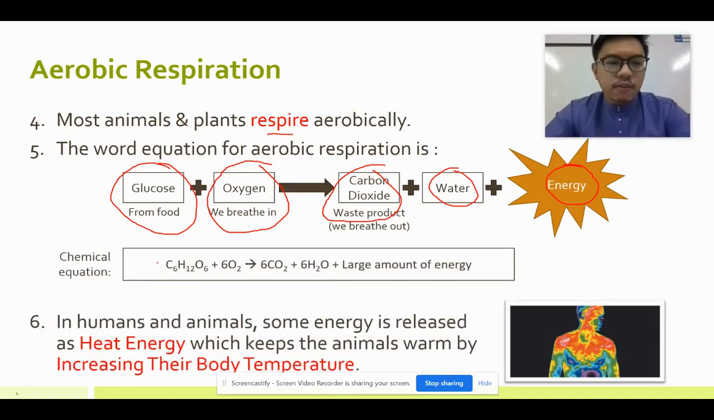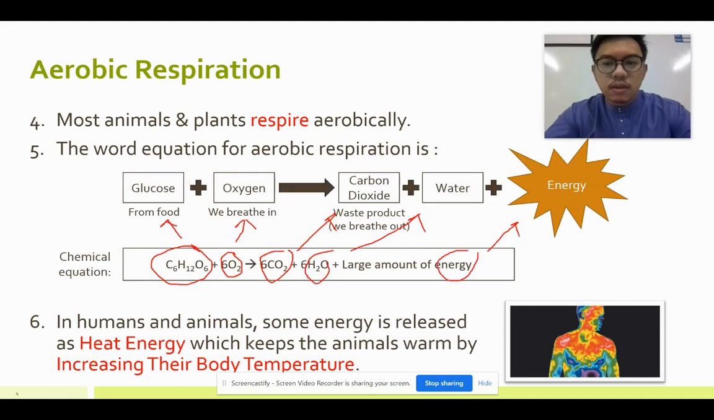So here you have glucose, this is oxygen, this is carbon dioxide, this is H2O, which is water, and then you have energy. Okay? So, number six, in humans and animals, some energy is released as heat energy.